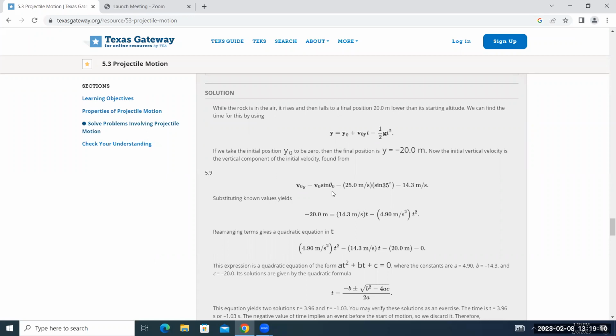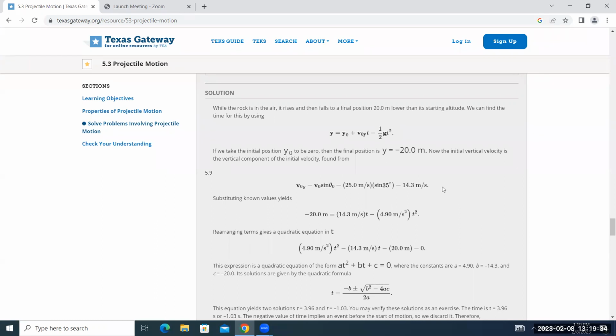So if we just plug what we know in, we know v sub naught, that's our 25 meters per second, we were given that. We know our angle, theta, is 35 degrees, so we know the sine of that. And if we plug these numbers into our calculator, remembering to be in degree mode, we're going to get a y component value of 14.3 meters per second.